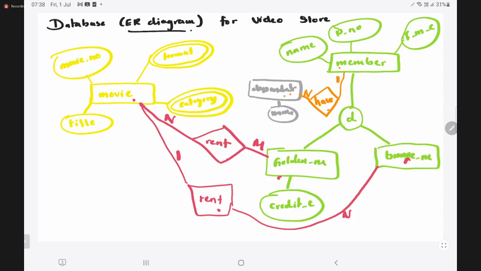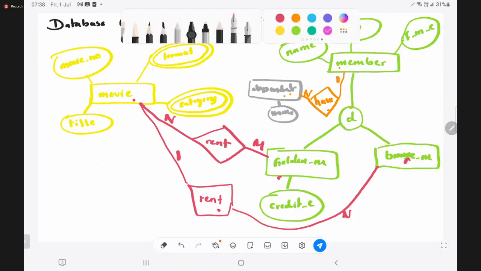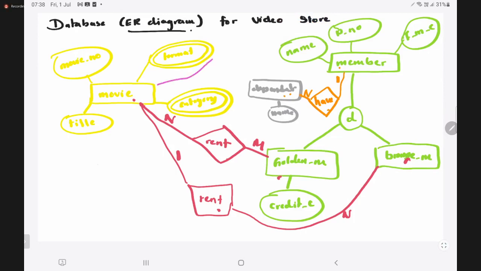One to many relationship. Right? One to many relationship. Right. Each dependent is allowed to rent one movie at a time. So there is another relationship between dependent and movie. One dependent is allowed to rent one movie at a time. One movie can be rented by more than one member. This is how we can draw.